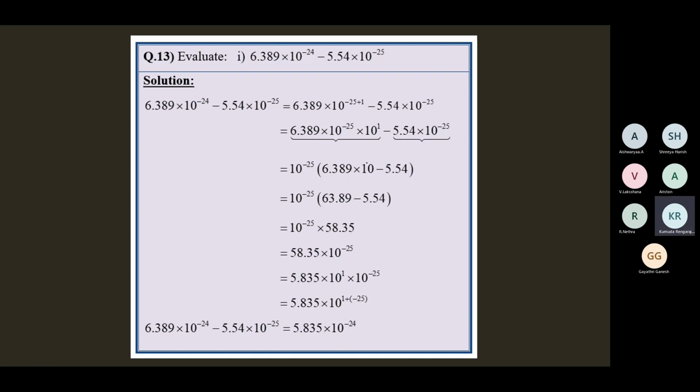Okay. So now simplify this. So it is 6.389 into 10, which is 63.89. 63.89 minus 5.54 will give you 58.35. Now, you can see in the next step, I've just written this one first, 58.35 into 10 to the power minus 25.